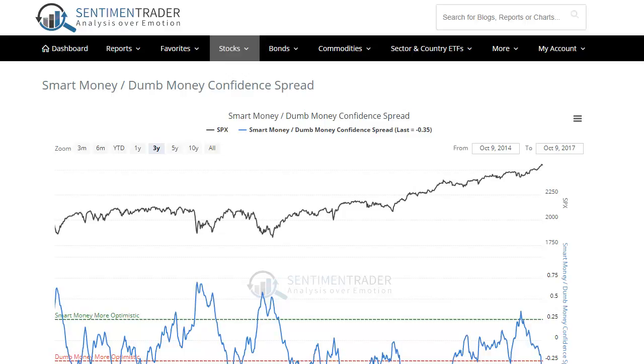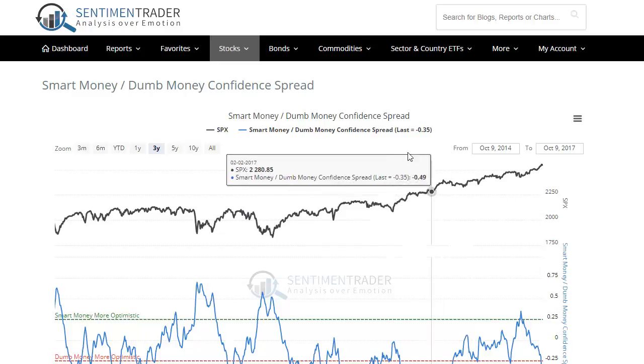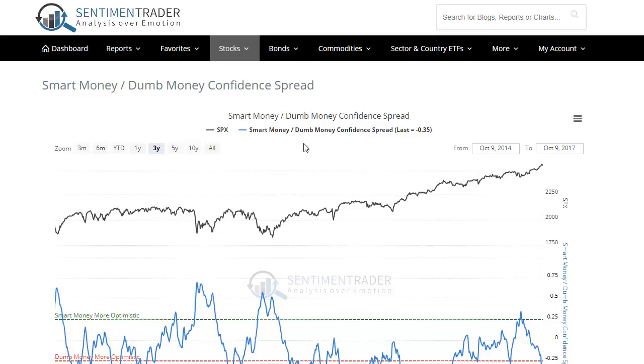I just want to take a minute to look at the backtesting engine that Eric has created. It's a fantastic tool that lets anybody get some more detail behind any of the indicators on the site and how markets have performed after the indicators are at a certain level or have behaved in a certain way. So just pull up any indicator. In this case, it's the Smart Money to Money Confidence Spread.